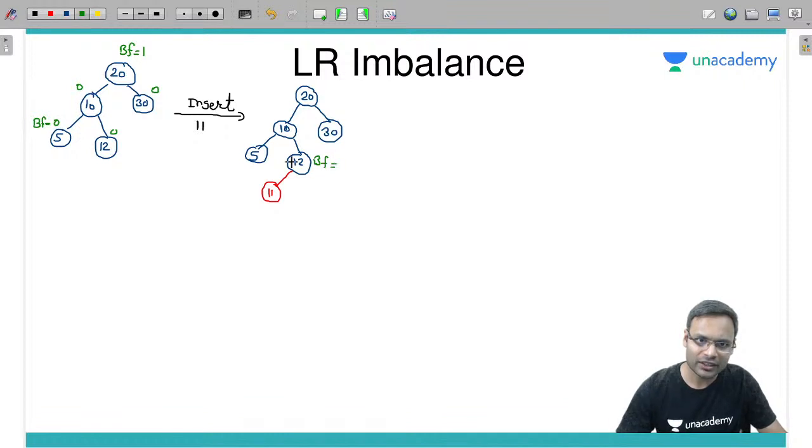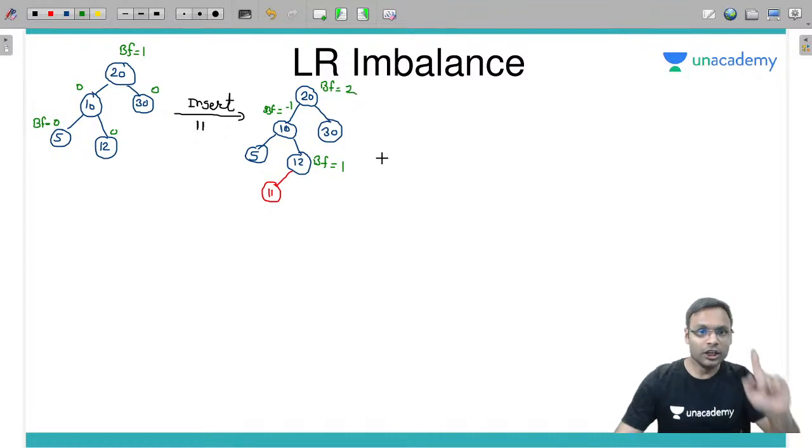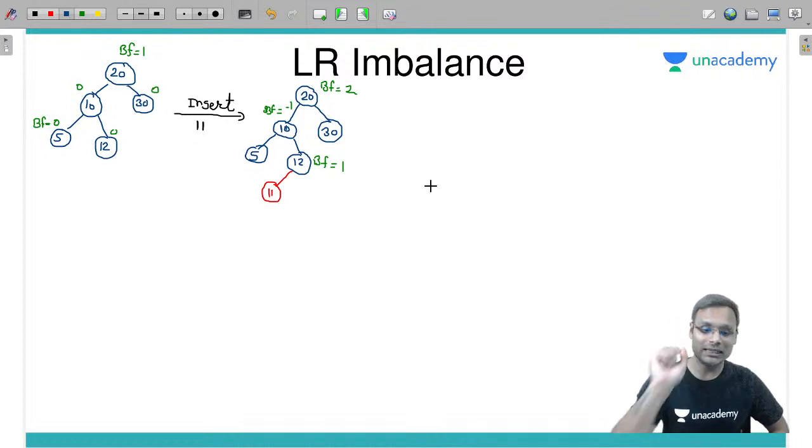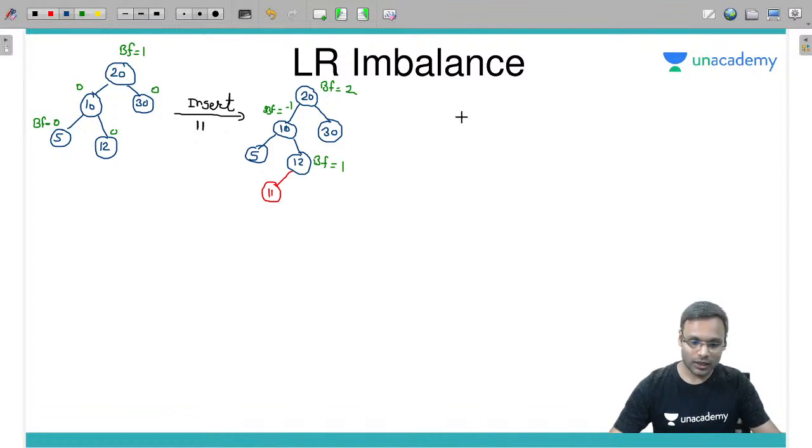What is the balance factor here? 1 minus 0, 1. No problem at all. Then 12's parent, 10. What is the balance factor here? 1 minus 2, minus 1. No problem at all. Then at 20, what is the balance factor? 1, 2, 3 minus 1, 2. Do we have imbalance here? Yes. At which particular node? At 20. The balance factor at 20 is plus 2.